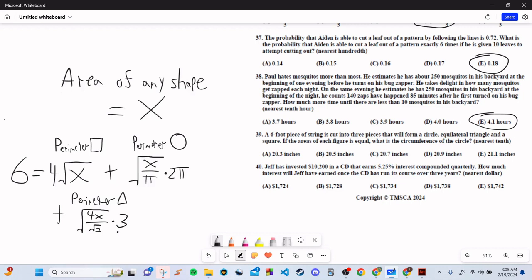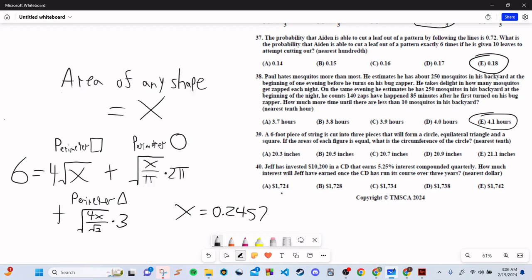I can solve for x, because the sums of these perimeters should equal the total length of that original string, which was 6 feet. So I can type this equation into my solver. So I get an x that's equal to 0.2457.